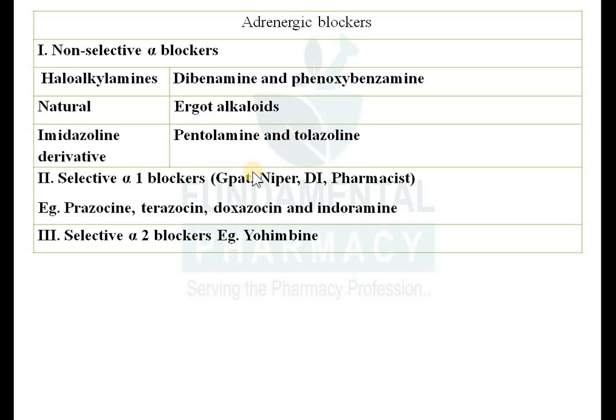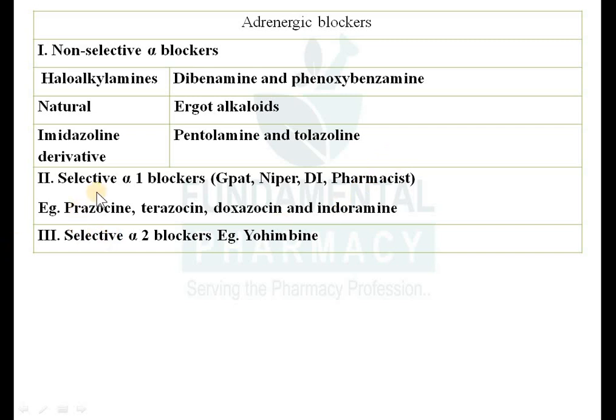Remember, a question was asked on this once: which blocker has an imidazole ring in its structure? That is tolazoline. Okay, tolazoline, phentolamine. So these are the non-selective alpha blockers. Haloalkylamines like dibenamine and phenoxybenzamine, then natural compounds like ergot alkaloids, then imidazoline derivatives like phentolamine and tolazoline.